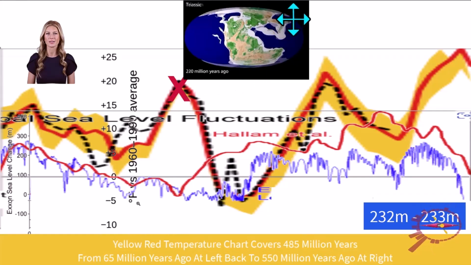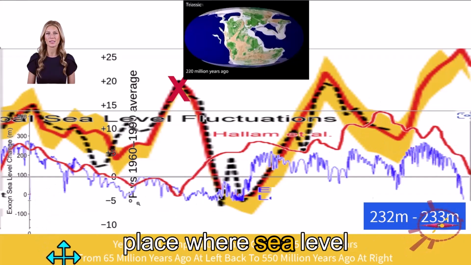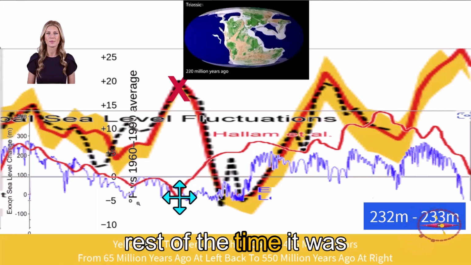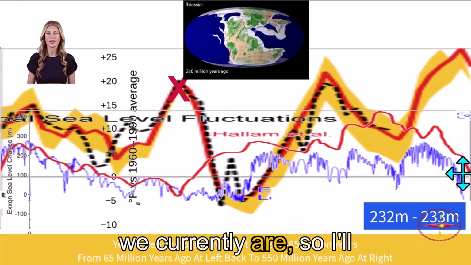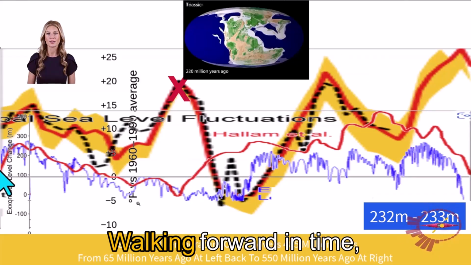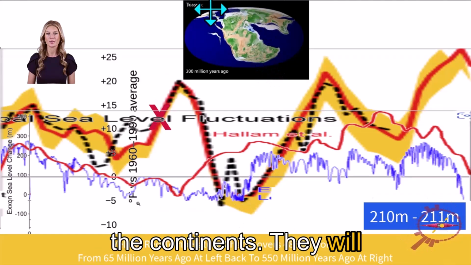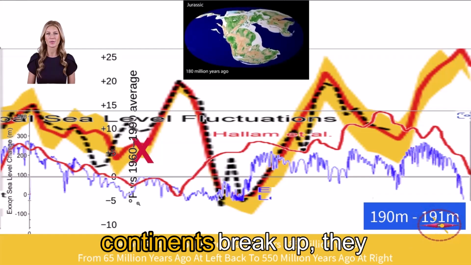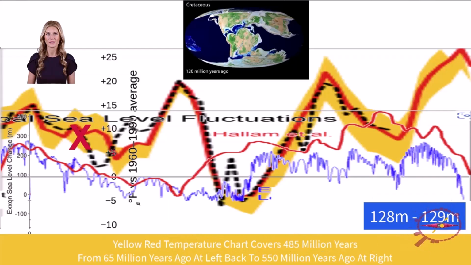This is the only point in all this time, which is 485 million years from left to right. This is the only place where sea level came about the same as our current sea level. The rest of the time it was mostly above where we currently are. So I'll continue walking forward in time, and you'll again pay attention to the breakup of the continents. They will play a key role on sea level, because as the continents break up, they create more shoreline, more shallows, and change the sea level.